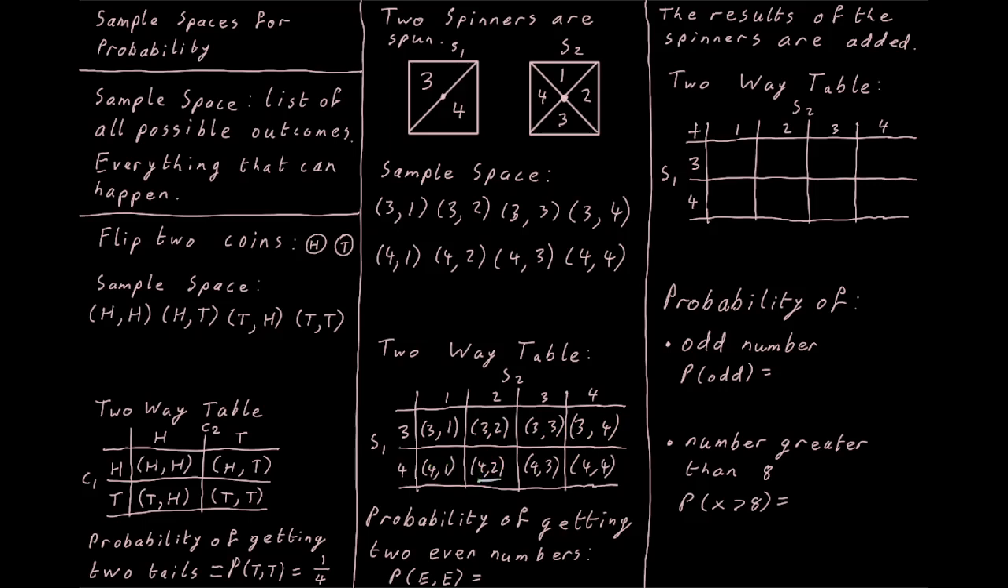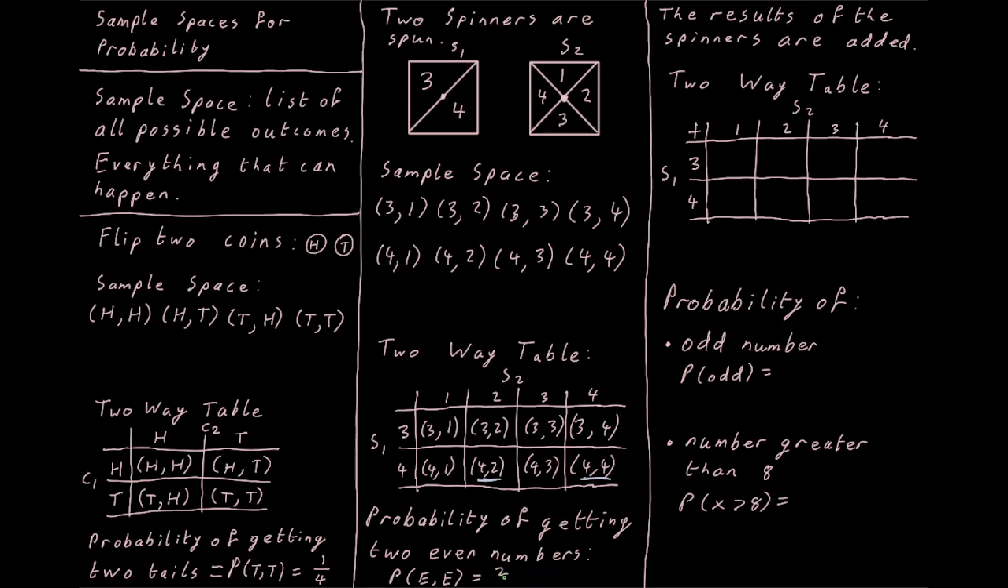4, 2, that one works. I'd be happy with that. I have a 4 and a 2. They're both even numbers. 4, 3 doesn't work. 4, 4 does work. So 4 out of my 1, 2, 3, 4, 5, 6, 7, 8. 2 out of my 8 outcomes would work. So I'd be happy with 2 out of my 8 outcomes.